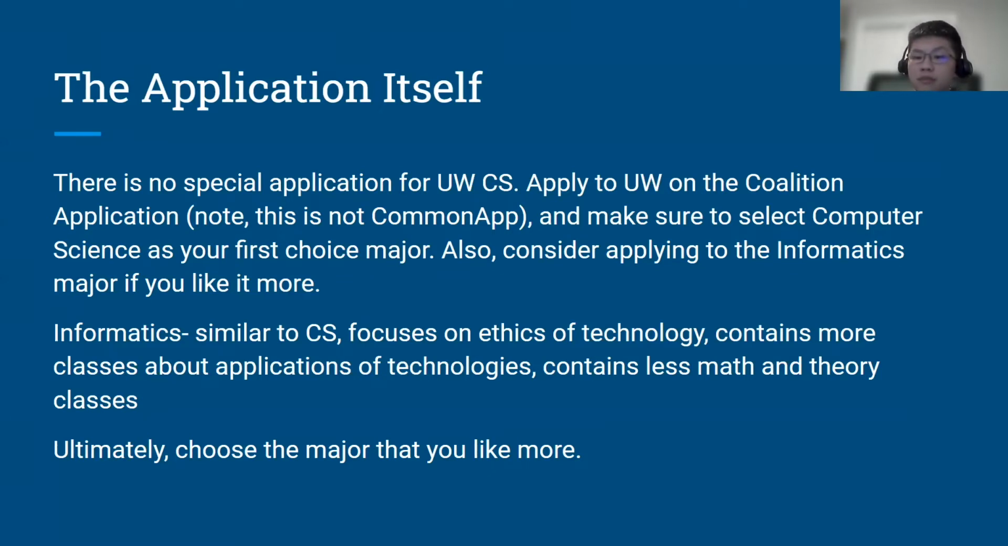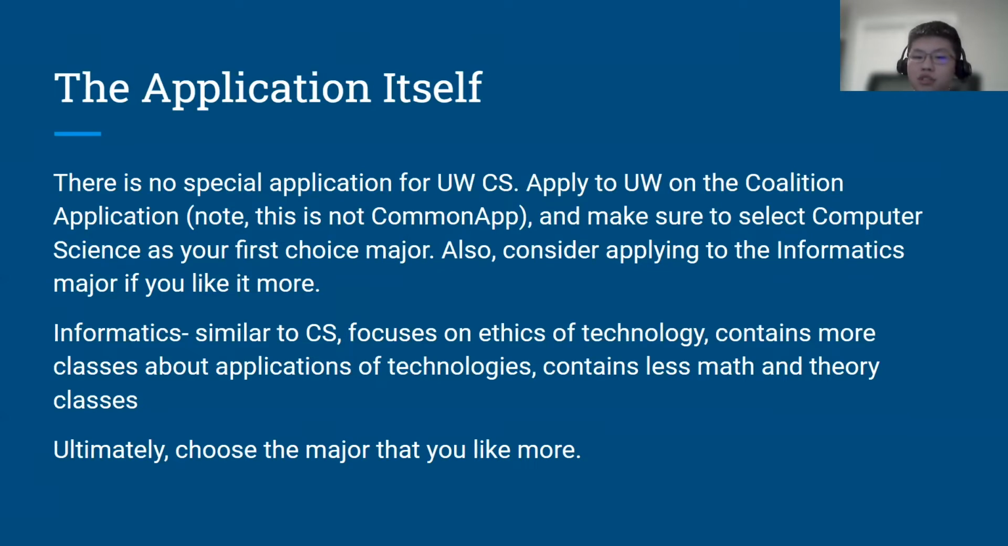It teaches more classes where students discuss, for example, how can we use this program in a responsible way to ensure that we are actually helping everyone? So it contains more classes about applications of technology, but the trade-off is it contains less math and less theory classes. So ultimately choose the major you like more. If you are undecided between CS and informatics, then just look at the 2 majors, look at the classes and find the one you like more.